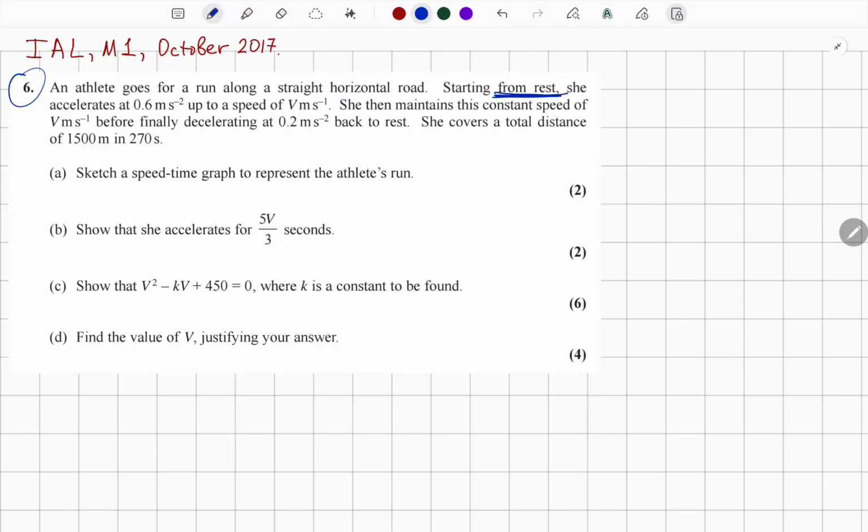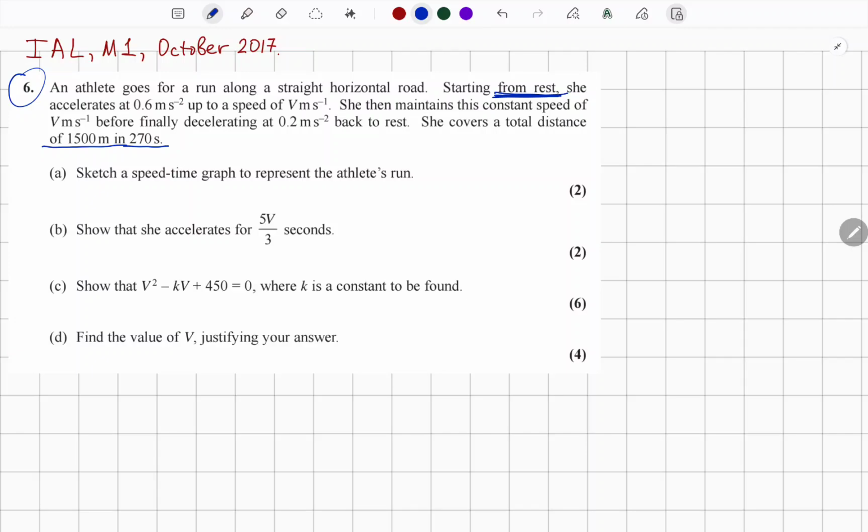She accelerates at 0.6 meters per second squared up to a speed of v meters per second. She then maintains this constant speed of v meters per second before finally decelerating at 0.2 meters per second squared back to rest. She covers a total distance of 1,500 meters in 270 seconds.